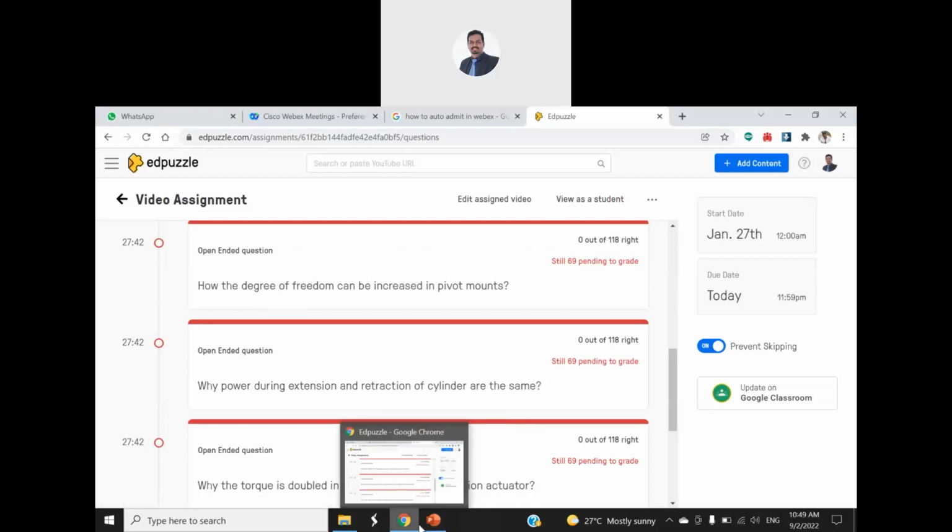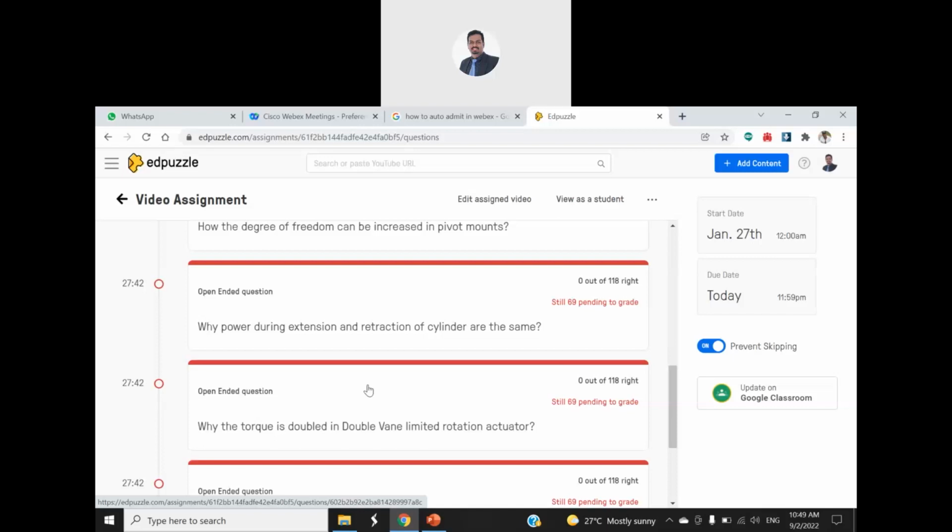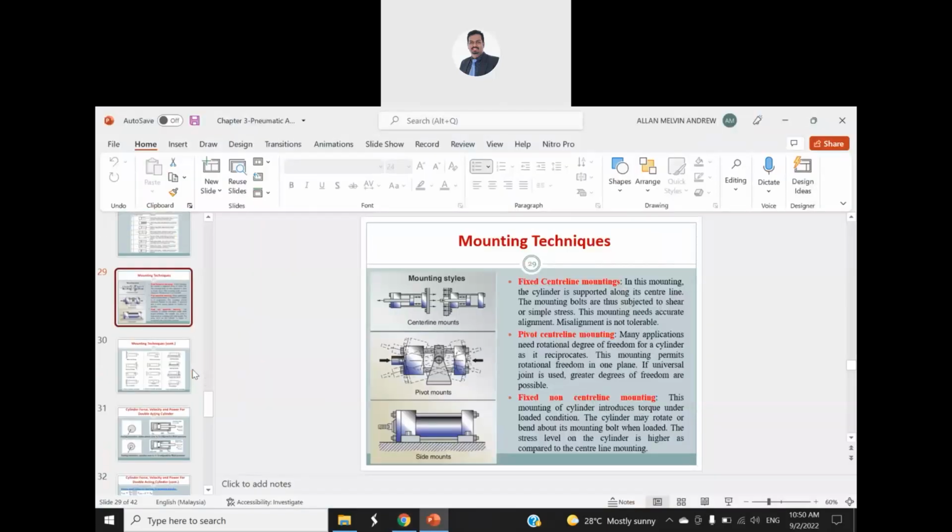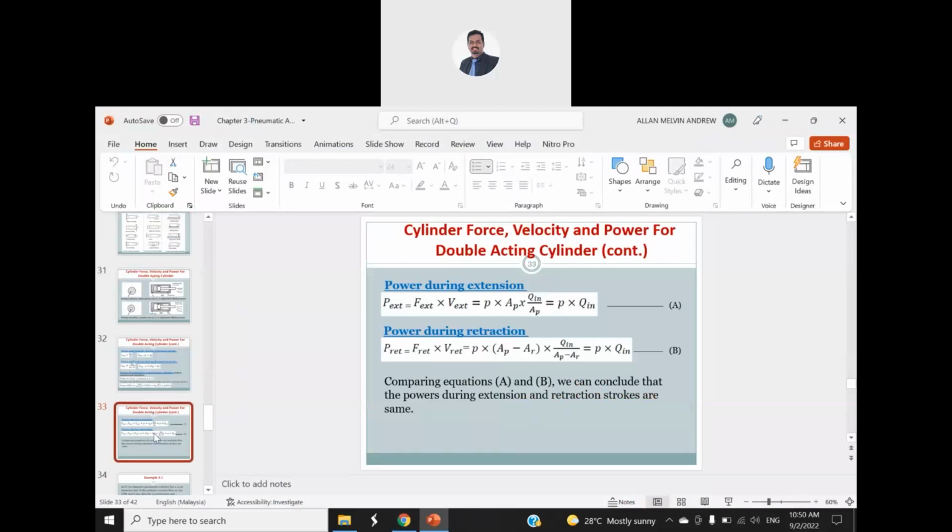I think that's on the question. Okay, so the next question: why is power during extension and retraction of the cylinder the same? I think I told you earlier. Okay, so why is power at the extension and also retraction the same, even though the area is not the same? Anyone?